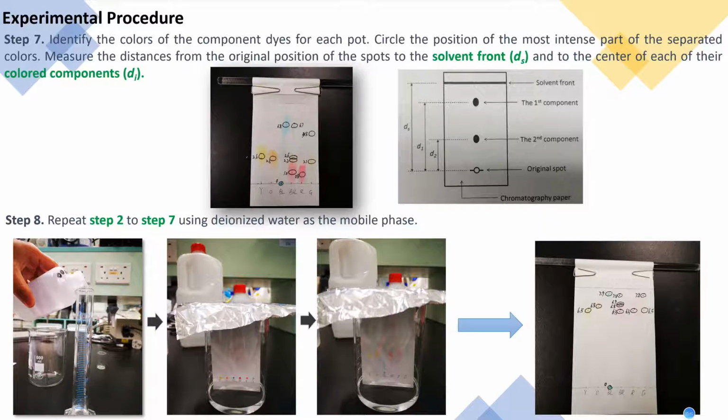Please identify the colors of the component dyes for each spot. Circle the position of the most intense part of the separated color. Measure the distances from the original positions of the spots to the solvent front and to the center of color components for each candy. Repeat step 2 to step 7 using deionized water as the mobile phase.